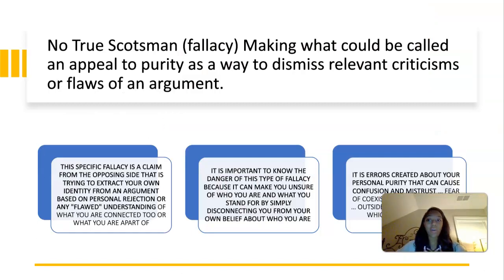The fallacy that I was given was the no true Scotsman, which is making what could be called an appeal to purity as a way to dismiss relevant criticism or flaws of an argument.